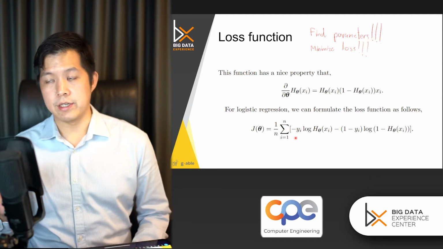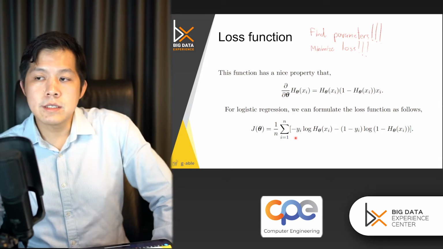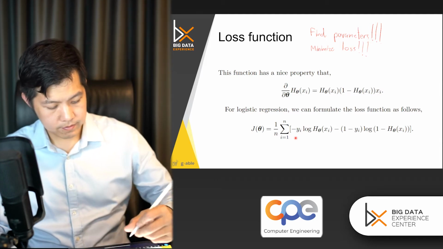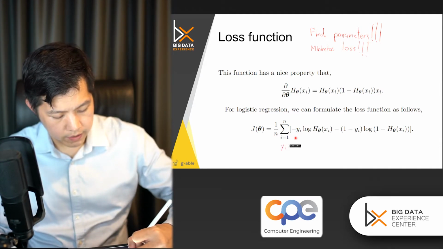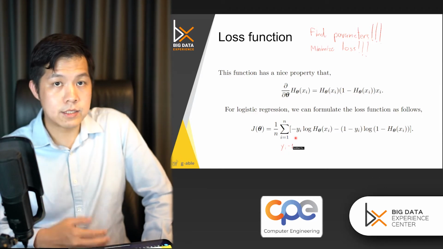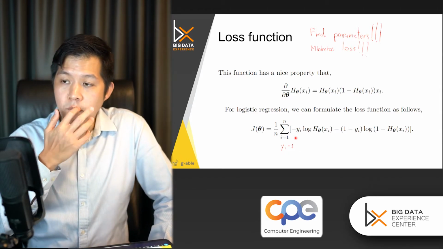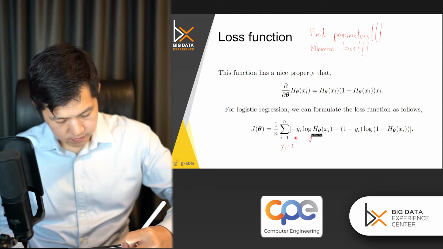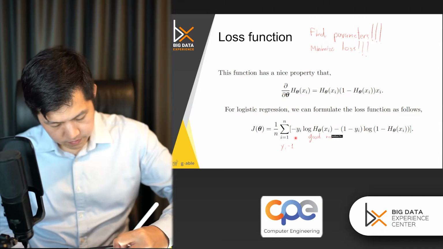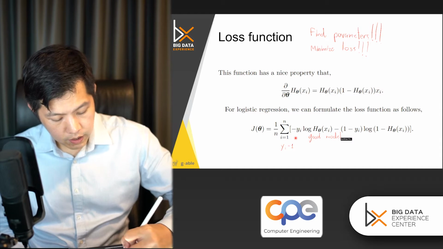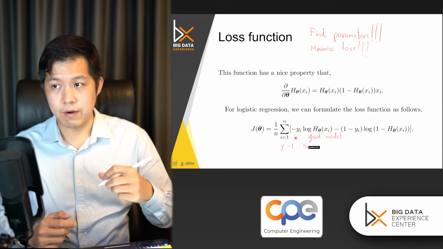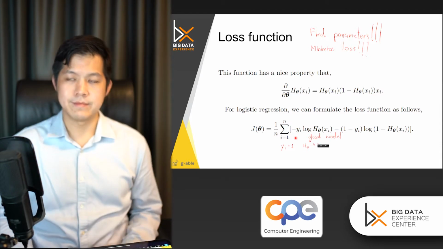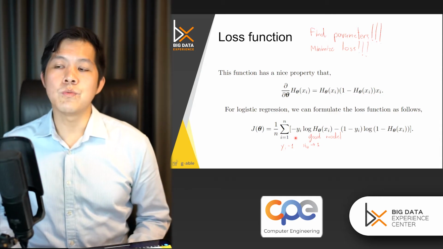Let me explain this equation a bit. All right, so just think about the situation where you have yi equal 1, class 1, the positive class. If you have yi equal 1 and the model is good, in the good model case, your h theta would have a value approaching 1. Right, this is a good model, the value would approach 1.